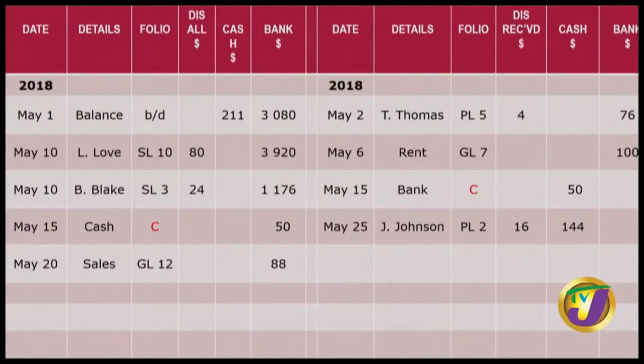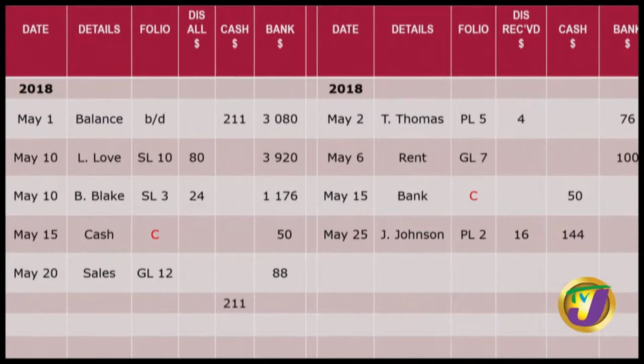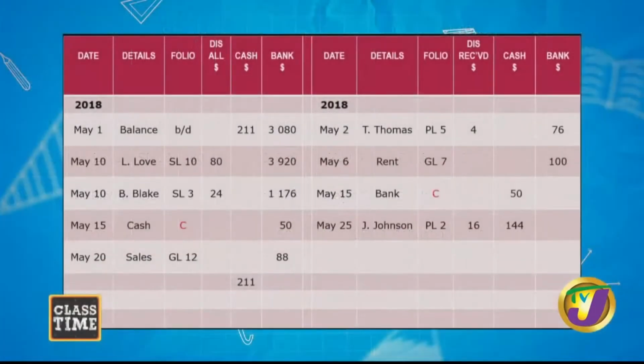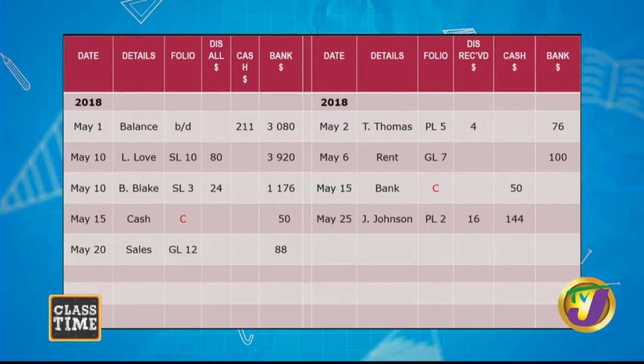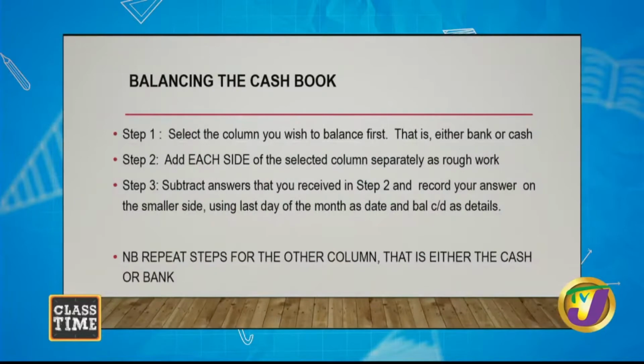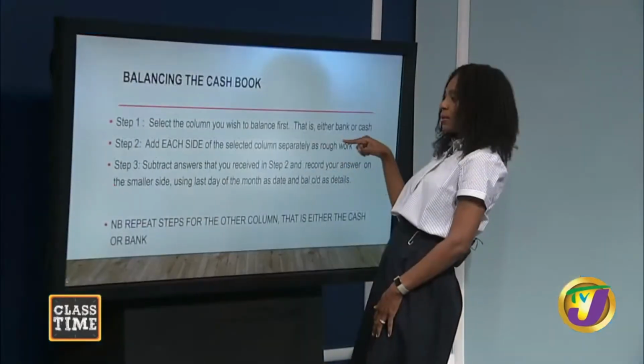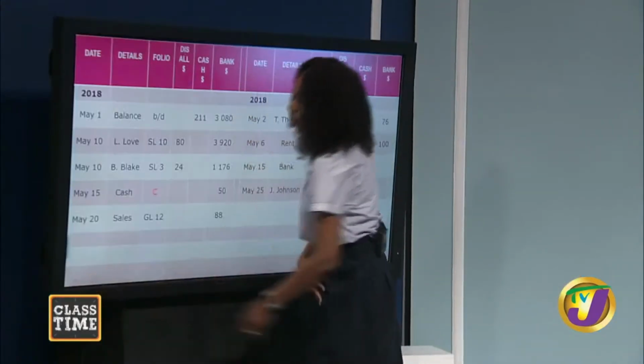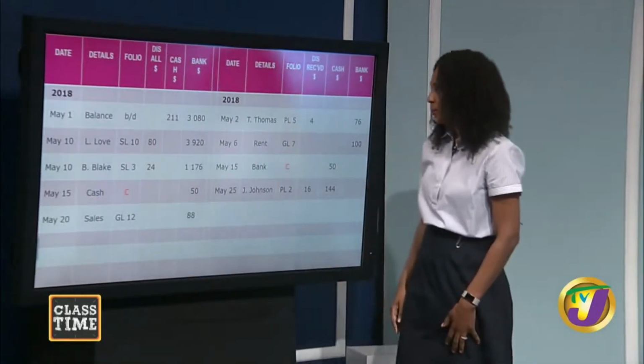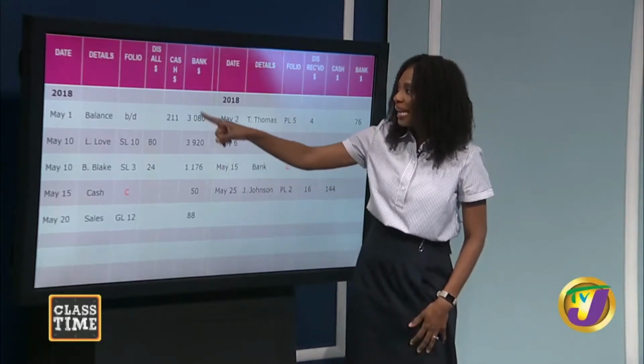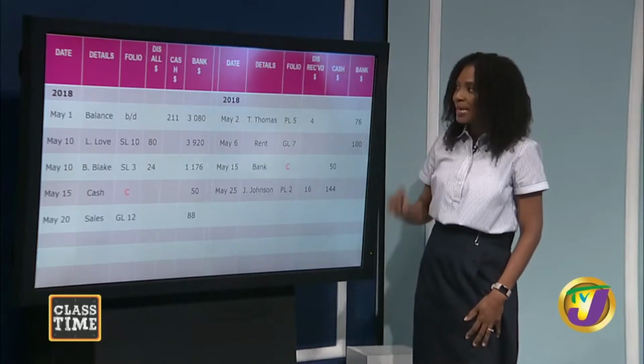All right, so here we are with our cash book, and we're going to balance. You're going to do the writing for me today. I want to balance the cash first. So the first thing that I will do, according to my steps, is to select the column that I want to balance first. And I told you that my desire is to balance my cash column first. Step 2, I'm going to add each side of the cash column separately as rough work.